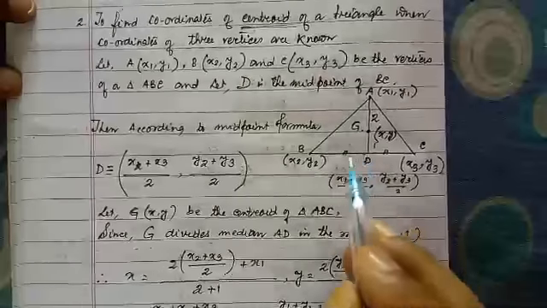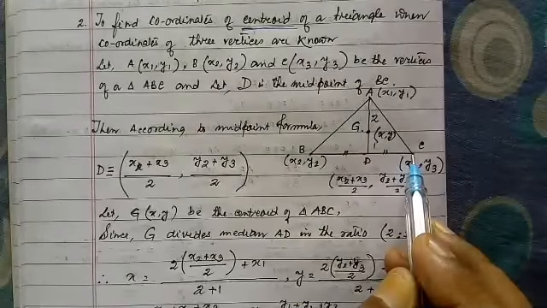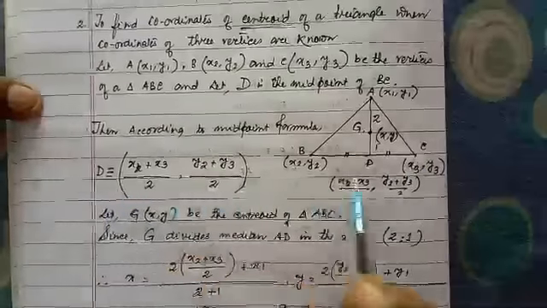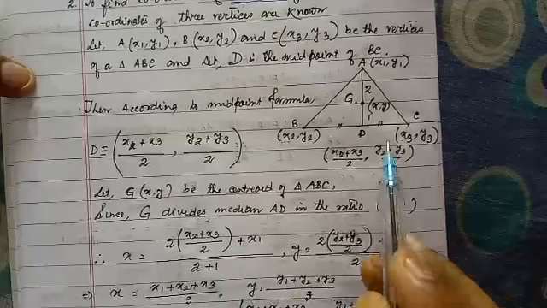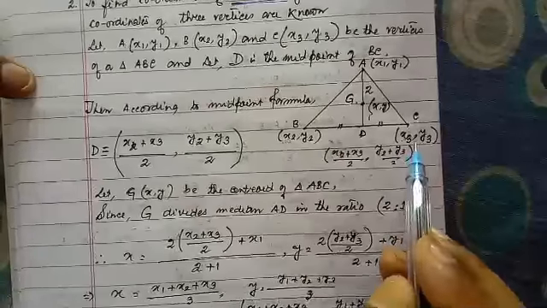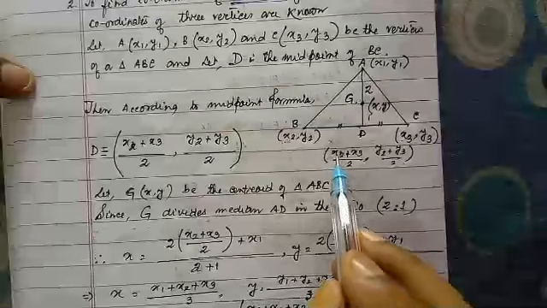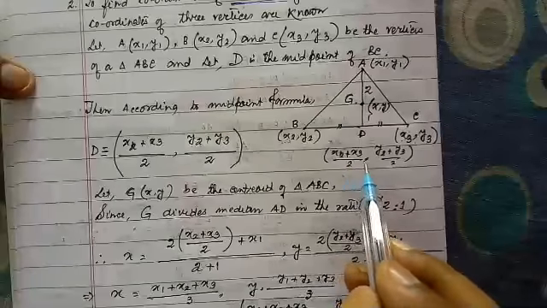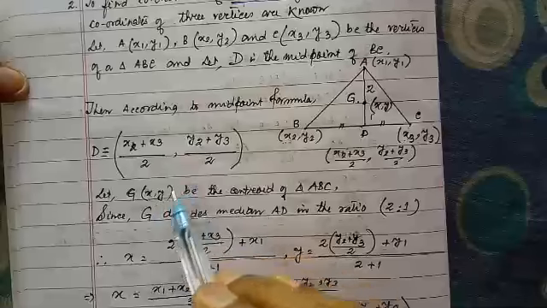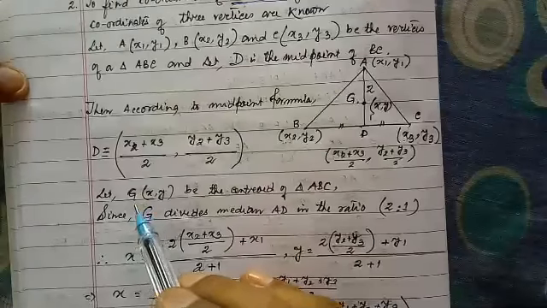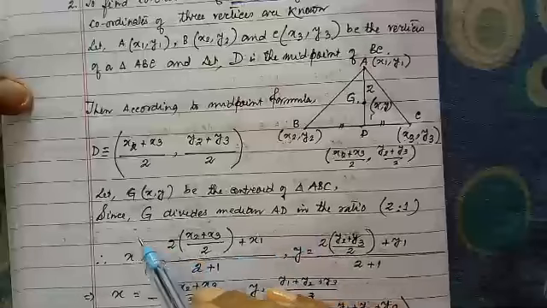Now D is the midpoint of BC, so applying the midpoint formula that we have learned, we can find the coordinate of the point D. It is (x2 plus x3) by 2 and (y2 plus y3) by 2. So the coordinates of the point D are ((x2 plus x3) by 2, (y2 plus y3) by 2). Now let the coordinate of the centroid G be (x, y) of triangle ABC.